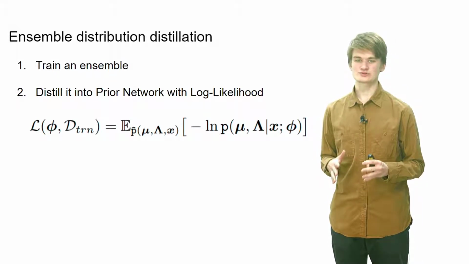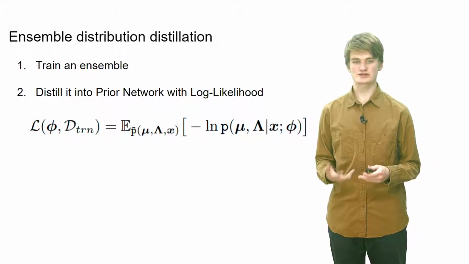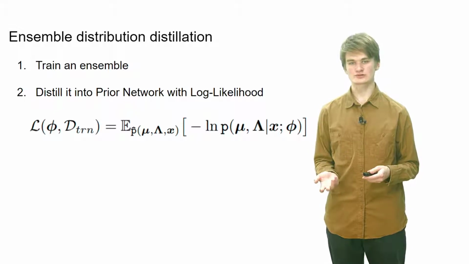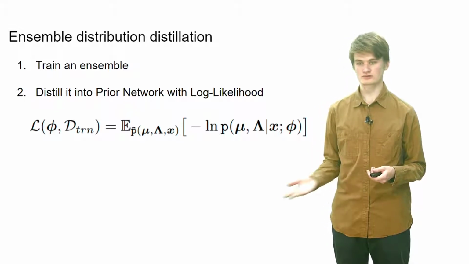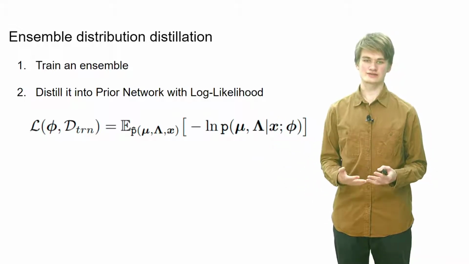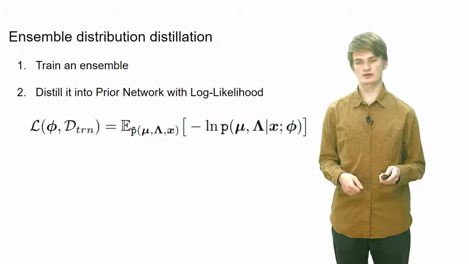It is simple to use ensemble distribution distillation. Firstly, you need to train an ensemble, and secondly, you need to distill it into a prior network on some dataset via log likelihood. It could be a training dataset with data augmentations, or some other dataset even without labels.